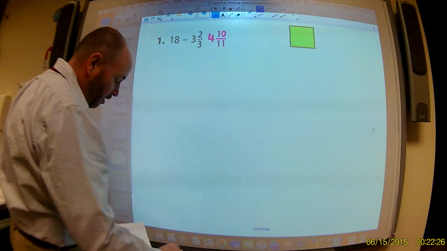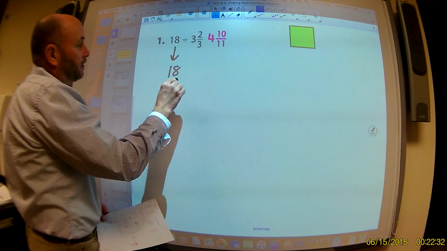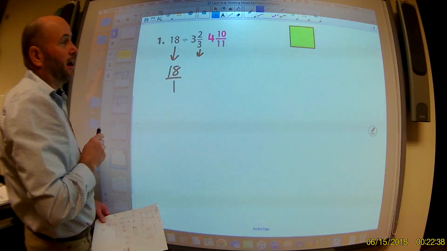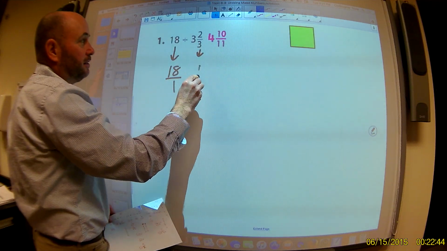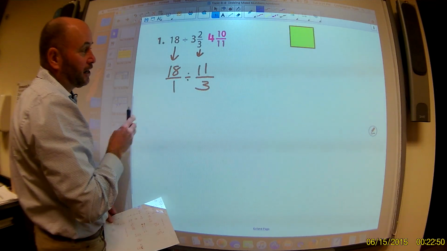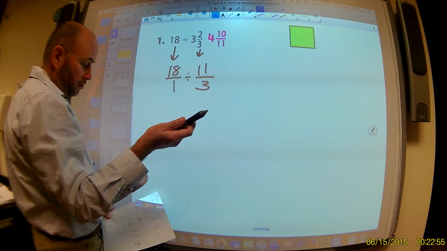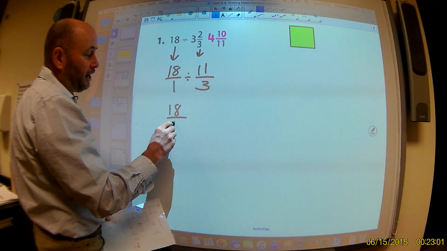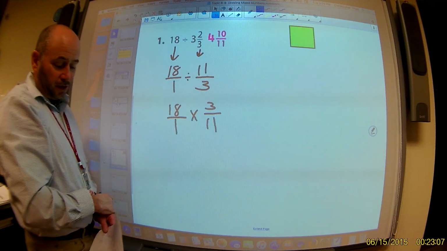All right, so if we solve that, first thing we want to do is turn 18 into an improper fraction, and we want to turn 3 and 2/3 into an improper fraction. And remember, we would do 3 times 3 is 9, plus 2 gives us 11. So we have 11 thirds as our new improper fraction. So now it's 18 over 1 and 11 thirds. Okay? So the next thing that we want to do is now we can begin the division or the multiplying process by creating our reciprocal of 3 over 11. Change our division to multiplication.